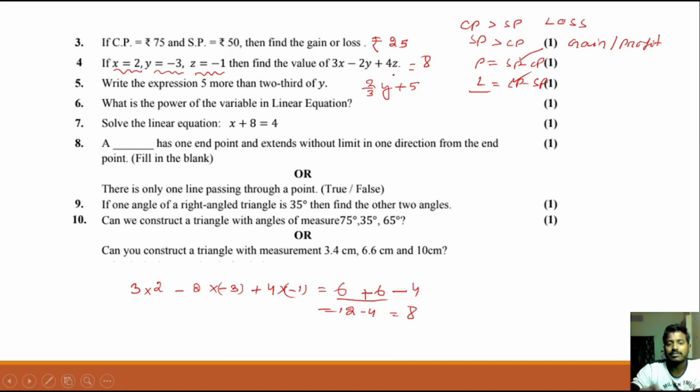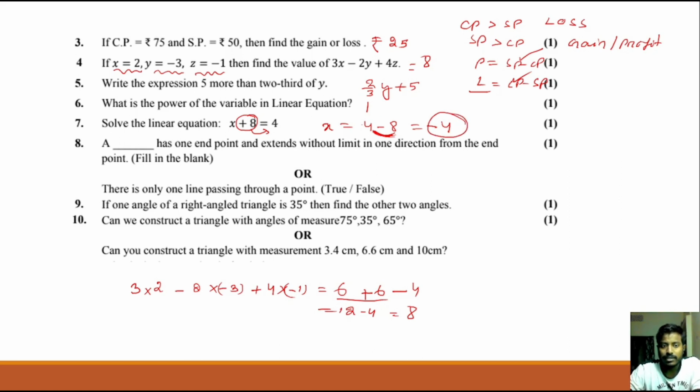Okay, next. What is the power of the variable of the linear equation? That is 1. Solve the linear equation. So x is equal to, here plus 8 is there. When we take it to the right side, then it will be minus 8. So 4 minus 8, here the different signs are there. When the different signs are there, we simply subtract the small number from the big number, that is 4, and the big number's sign, that is minus. So answer is minus 4.